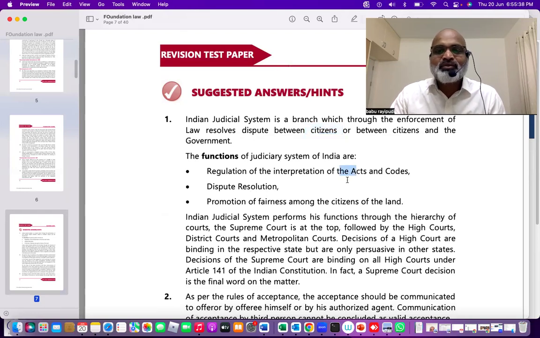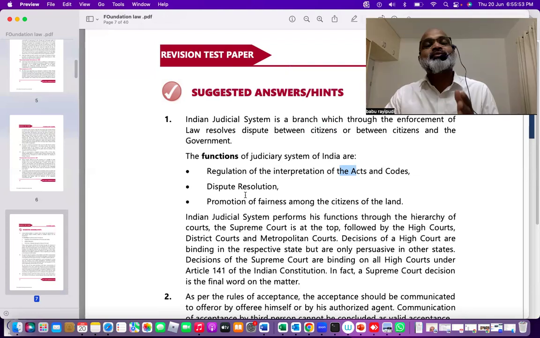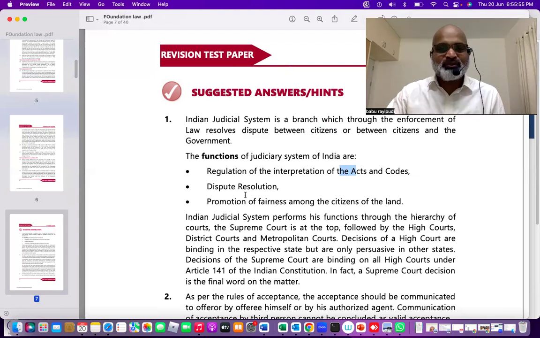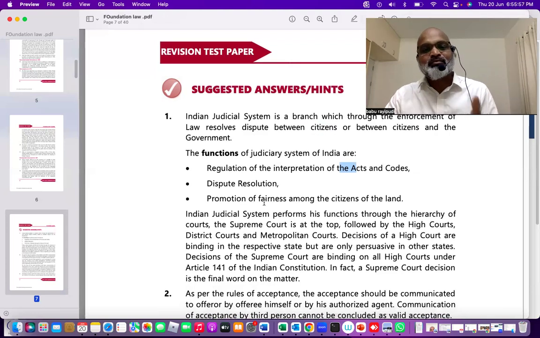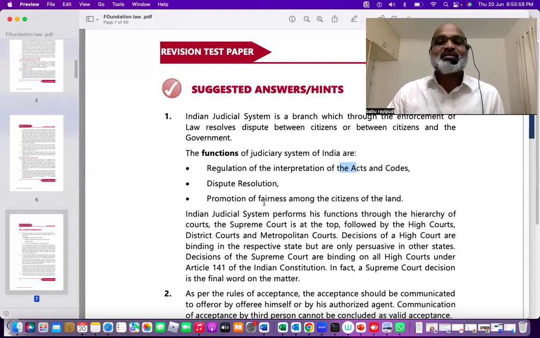Regulation and interpretation of codes and acts. That means our judicial system's main objective is to make sure what exactly is the interpretation of law, what exactly is the meaning of law, what exactly is the intention of lawmaker, so on and so forth. The next important function of a judicial system is basically dispute resolution. Next important function is making sure there is fairness, in the sense when it comes to giving justice to people, you should not show any discrimination.